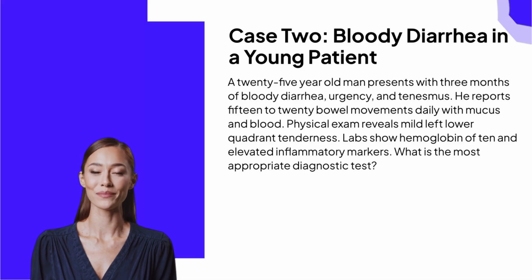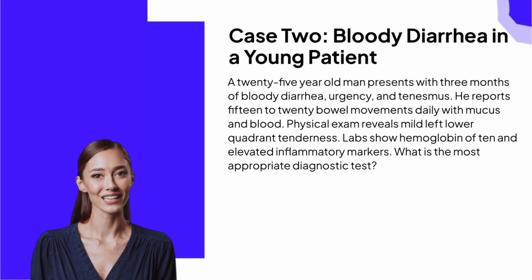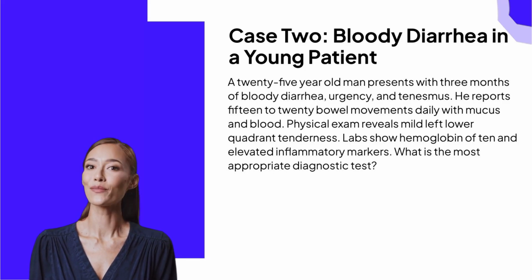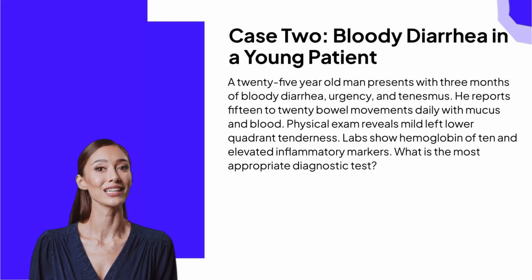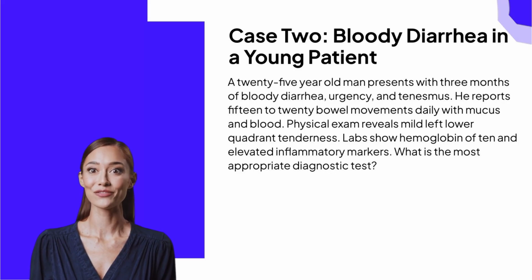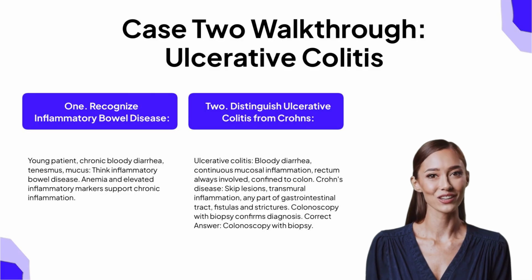New question. Young patient with 3 months of bloody diarrhea, urgency, tenesmus, and 15 to 20 bowel movements daily. Labs show anemia and elevated inflammatory markers. The chronicity and bloody nature immediately tell you this is inflammatory bowel disease, not infection. The question is asking for the diagnostic test. What would you choose?